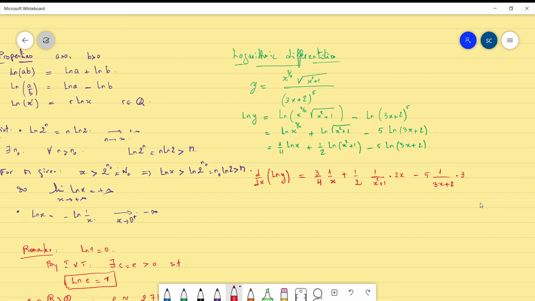Once I have this right side, let's go back to the left side. On the left side, I need to look at this term as a composite function also. So it's the derivative of ln, which is 1 over the second function y of x, times the derivative of y, which is y prime of x. Finally, the question was about the derivative y prime. It will be y of x times the whole term here. And y we know is given by the expression. So you see how practical it is and how it simplifies a lot of our calculation. So this is about logarithmic differentiation.